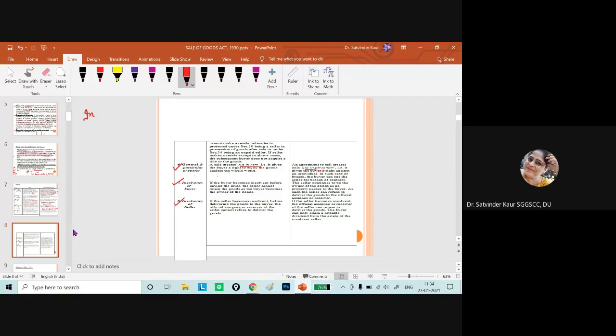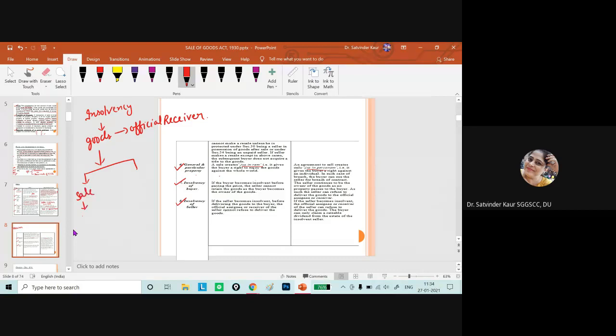So when we talk about the term insolvency, whosoever becomes insolvent, the goods will go to the official receiver, right? So in case of sale, who is the owner of the goods? Buyer is the owner of the goods. And in case of agreement to sell, who is the owner of the goods? Seller is the owner of the goods, right?